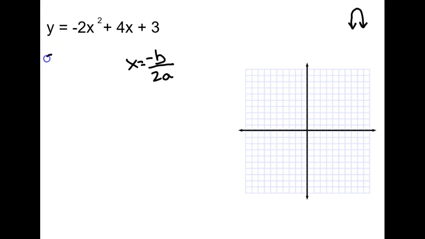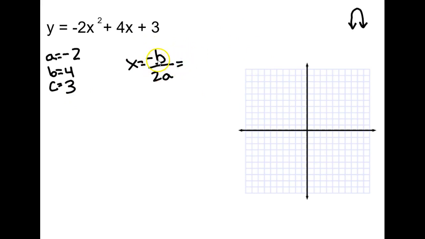So I usually write down my a and my b and my c over here. So a, b, c. So a in this case is negative 2, because we got negative 2x squared. It's in front of the x squared. 4 is the number that's in front of the x, positive 4x. And then positive 3 is the c value. We won't really need it, but we'll write it down anyway. So let's just continue this on.